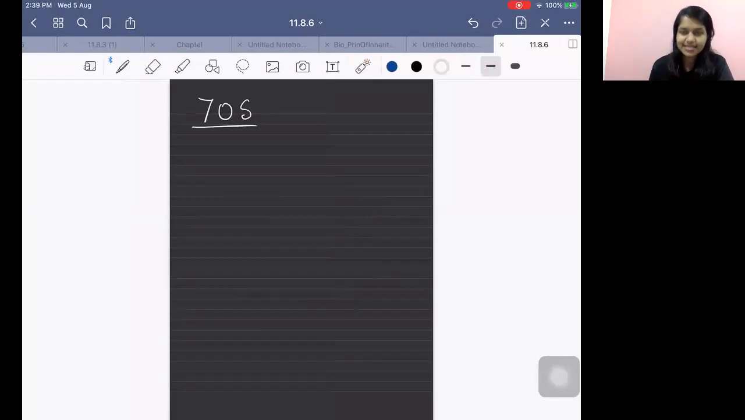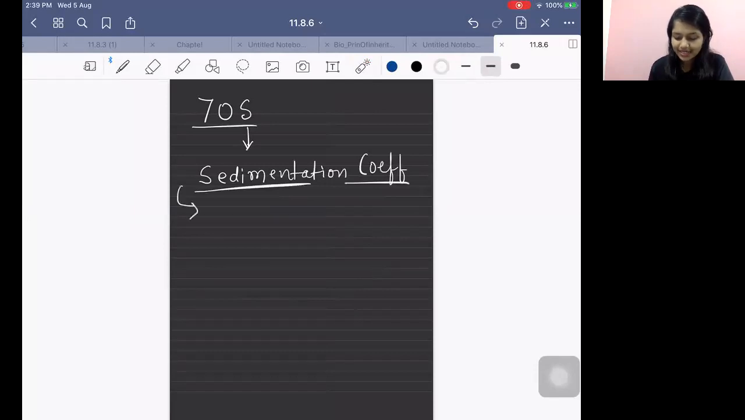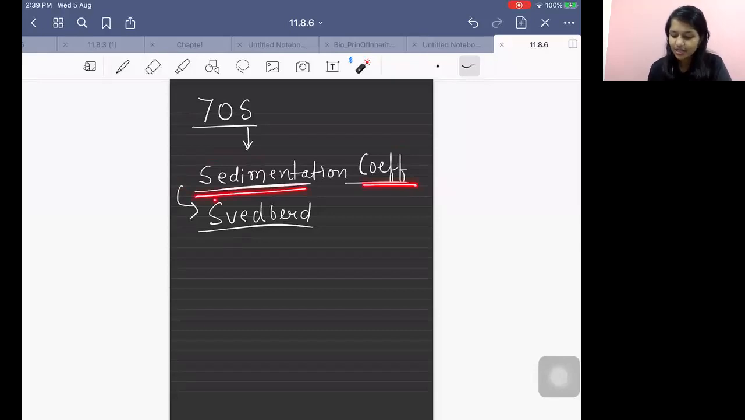You know what S is? S is the sedimentation coefficient. There was a scientist, Swedberg. He gave this unit S. Yes, Hazem, that's right. Sedimentation coefficient given by Swedberg.